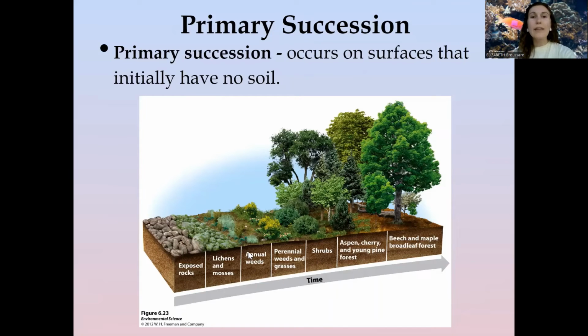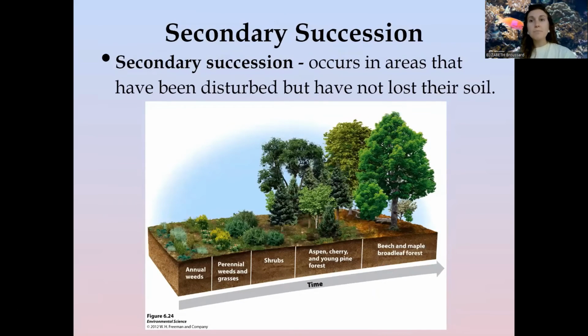So they make soil, then we're able to get into our small plants, then we can get into more complex plants. As we get more and more complex plants, animals start moving into the area, and finally we get to a climax community at the very, very end. But I started with nothing. Primary succession, you start with nothing, you have to create soil first.